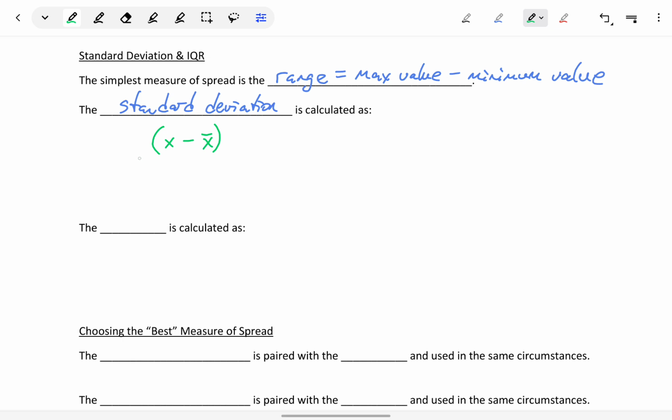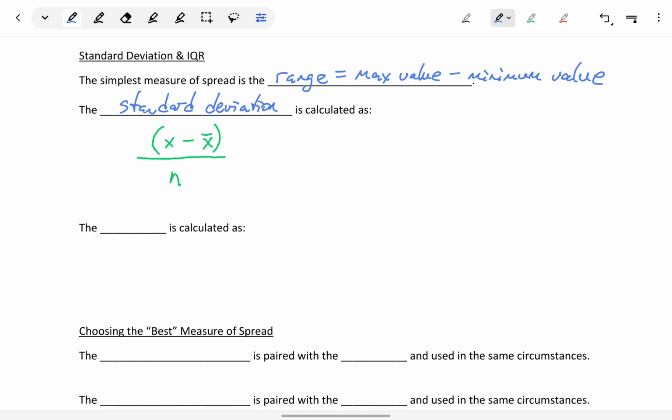Then what we want to do is take the average of all of those deviations. So we're going to divide by n, which is the number of data values that we have in the data set. So what we're doing is essentially averaging the deviation from the mean. So on average, how far are our data values away from the mean?